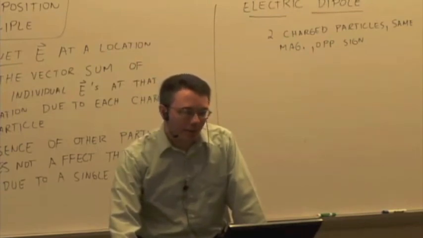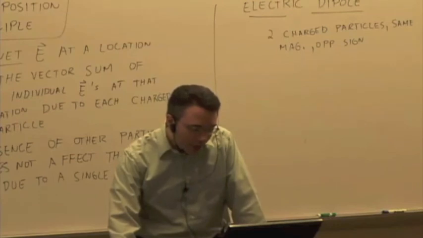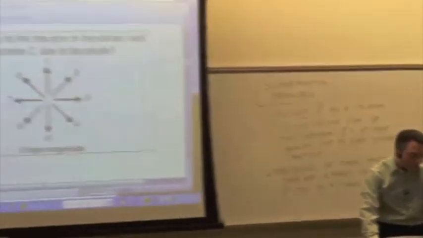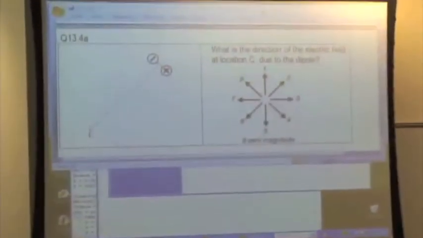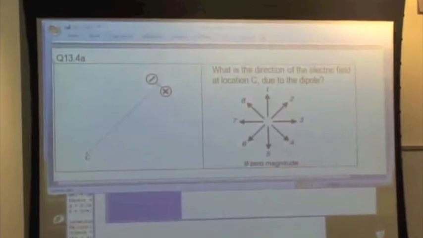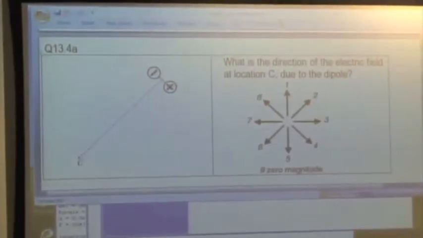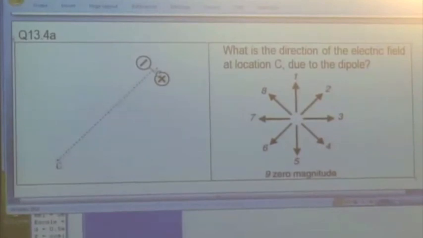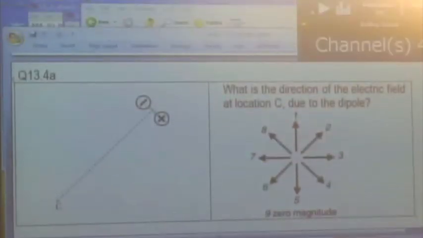We have a couple minutes, so let's try a question or two just looking at this. Let's see, what do we got? What if we change it up a little bit? So now I'm going to orient my dipole a little bit differently, but I'm going to look at a location C, which is along this line that's perpendicular to the axis of the dipole. So what is the direction of the electric field due to that dipole at location C?